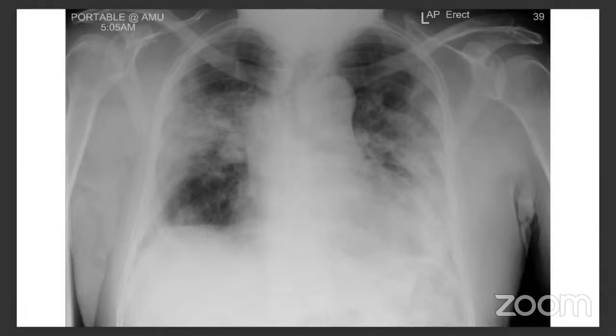And initially, he seemed to be getting better, and he was only on treatment with dexamethasone. He was on high flow for about 10 days and was getting better symptomatically, and we thought that we were winning. So, next slide, please.